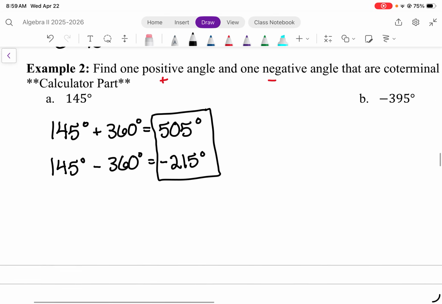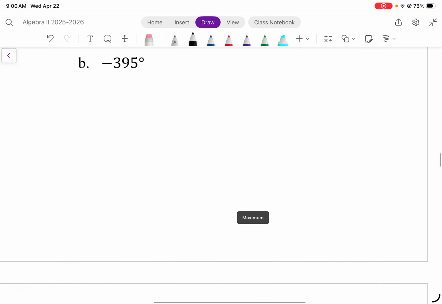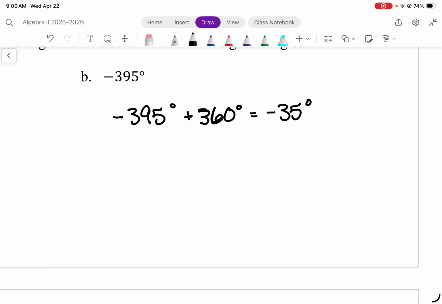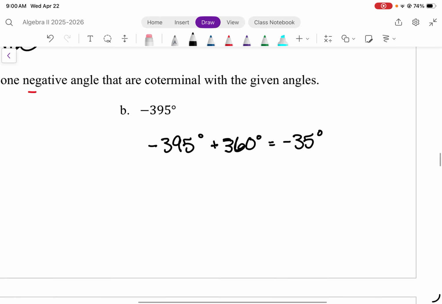Okay, so then if you look at example B, this one we start at negative 395 degrees. So if I start like my last problem by adding 360 to get a coterminal angle, if I add those together, I get negative 35 degrees. So notice that's my negative angle that is coterminal. I also need a positive one.